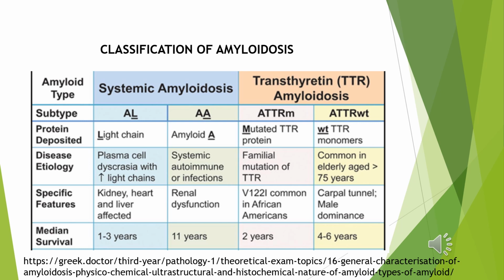Then we have transthyretin amyloidosis. Now, this is also divided into two subtypes: ATTR-M and ATTR-WT. ATTR-M has a mutation of the TTR protein, and this is basically common in African Americans majorly, and the median survival is 2 years. Whereas ATTR-WT is majorly associated with an age group of more than 75 years, the specific feature is carpal tunnel, and this is a male-dominating disease, and the median survival seen so far is 4 to 6 years.